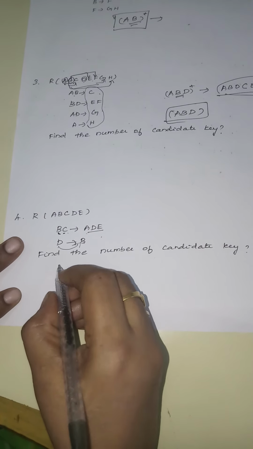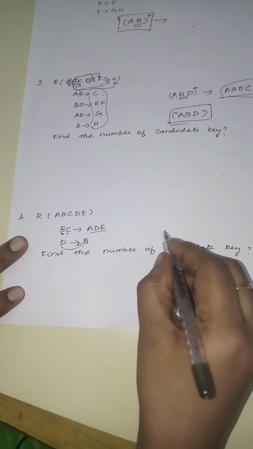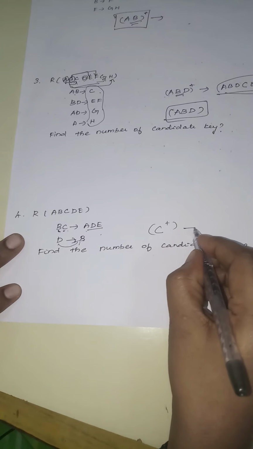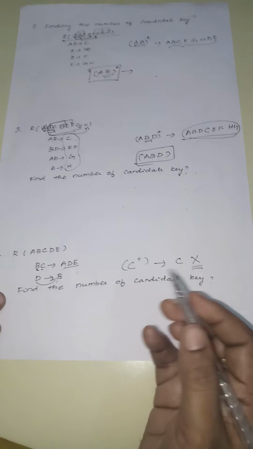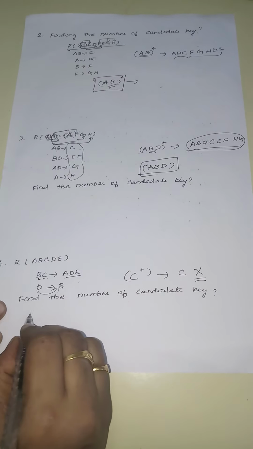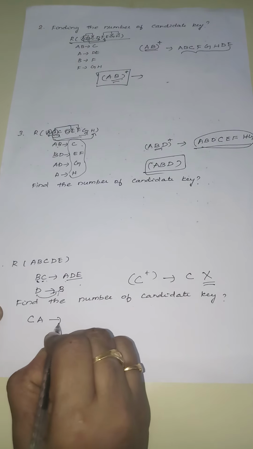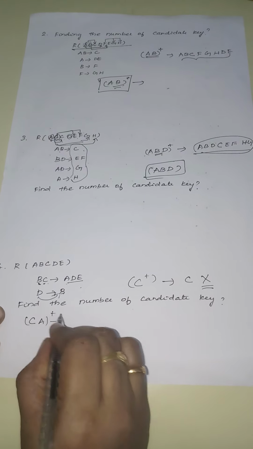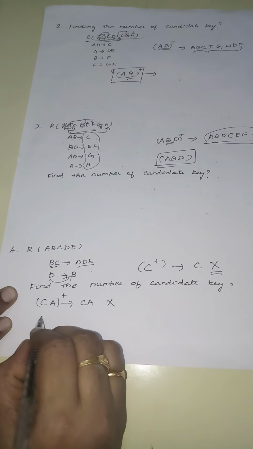So here, which key is present on the right side? C. So we are applying the closure property, C plus. There is nothing, so C is not a candidate key. At that time we have to merge more than one attribute. So AC is possible. Applying the closure property on CA, that's all. So CA is not a candidate key.